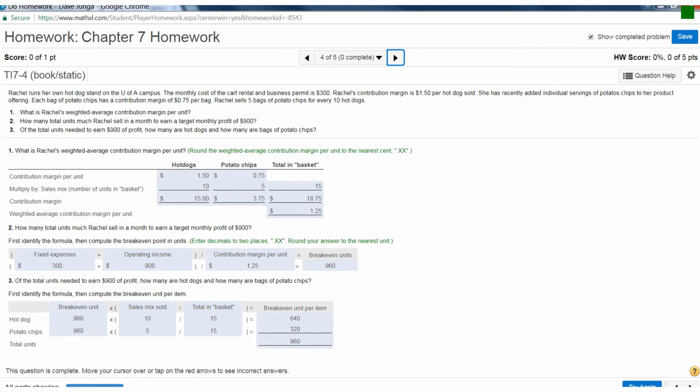This is Chapter 7, homework problem number 4. This is going to be a weighted average contribution margin and a sales mix. So in this case, we got the same data, the monthly cost of the cart rental, there it is, the $300, so that's your fixed cost. We have for the hot dogs, the CM per unit is $1.50, and then now they're going to be selling some potato chips. The CM per unit there is 0.75. Here's our sales mix, 5 bags of chips for every 10 hot dogs. So if you want to look at it, it's almost like a 1-to-2 ratio.